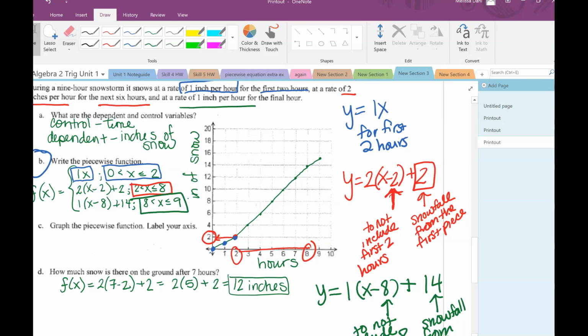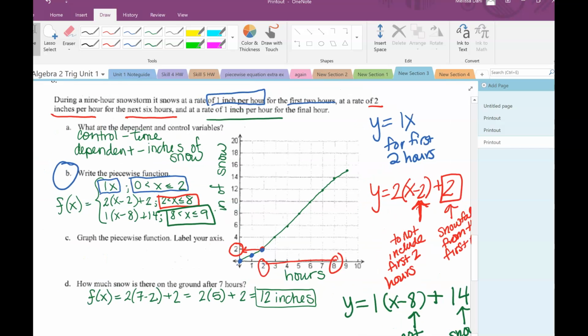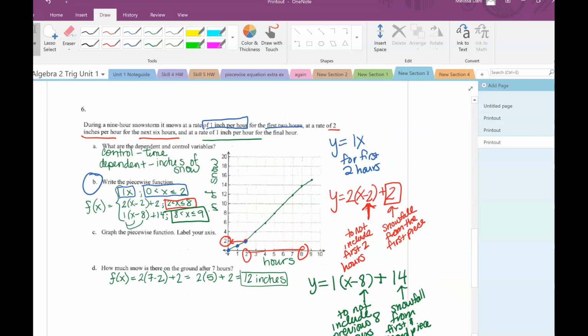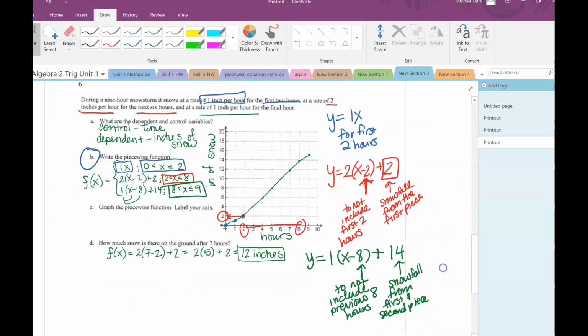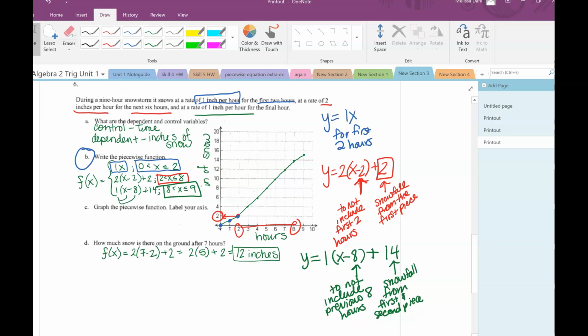So hopefully that gives you guys some idea of where these equations came from. And if you guys simplified them and wrote them in a different way, if they are equivalent, then that's fine. You can check if they are equivalent by distributing and adding in that 14 and seeing if you get something equivalent to the format that you have. So hopefully that helps a little bit with number 6 part B on this assignment.